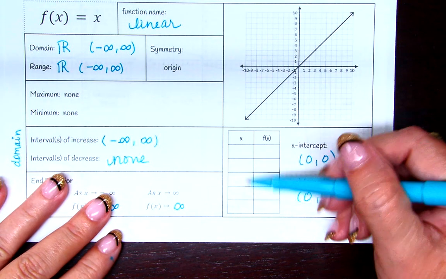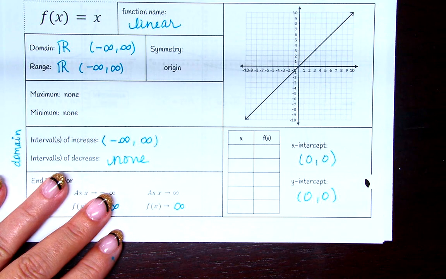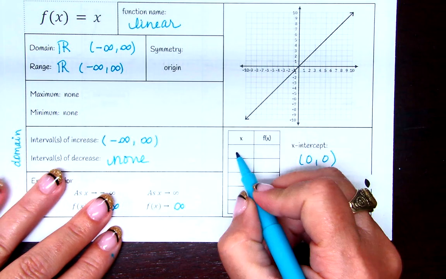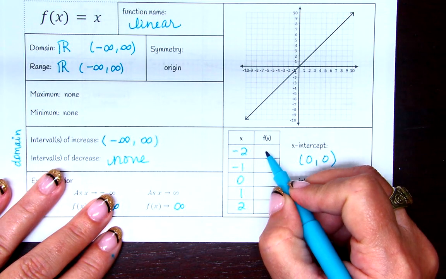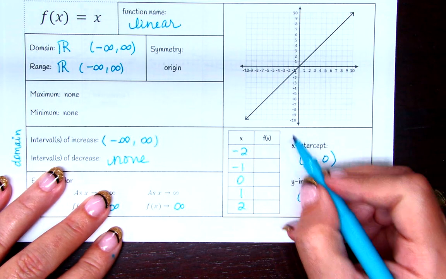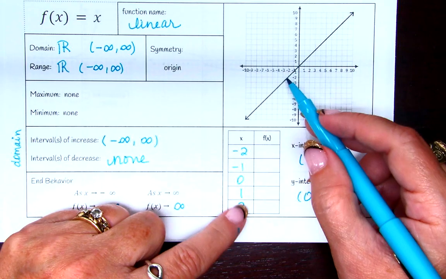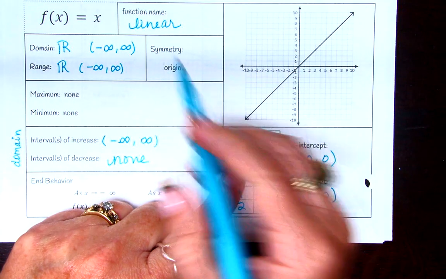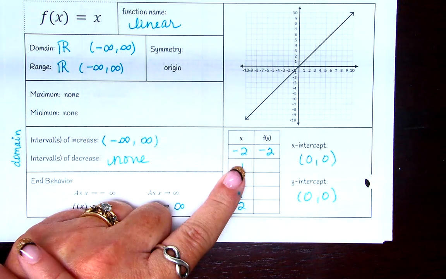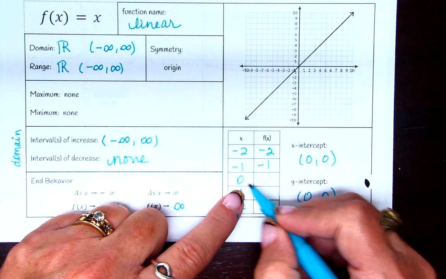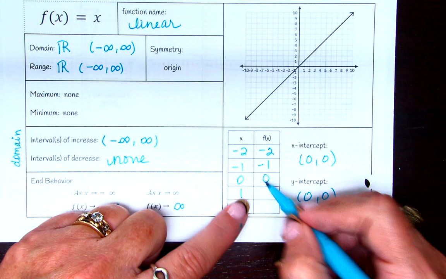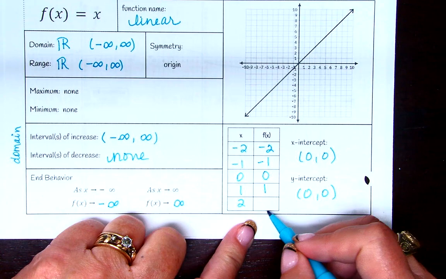What x values do we want for our table of this? Is there any changes in the middle of this? No? So let's go ahead and do the same as we did last time. If x is negative 2, what is y? Negative 2? Because y equals x, right? So if x is negative 1, what's y? If x is 0, and 1, and 2.